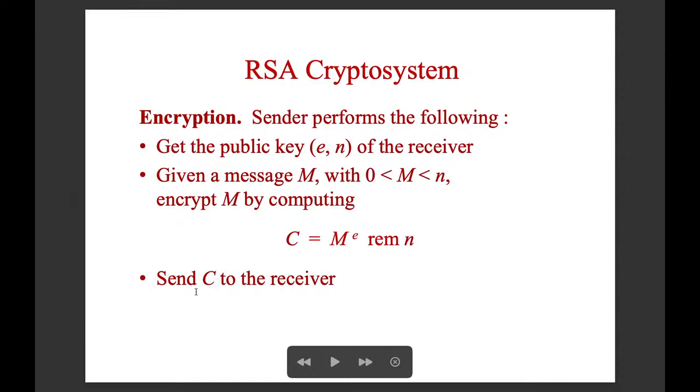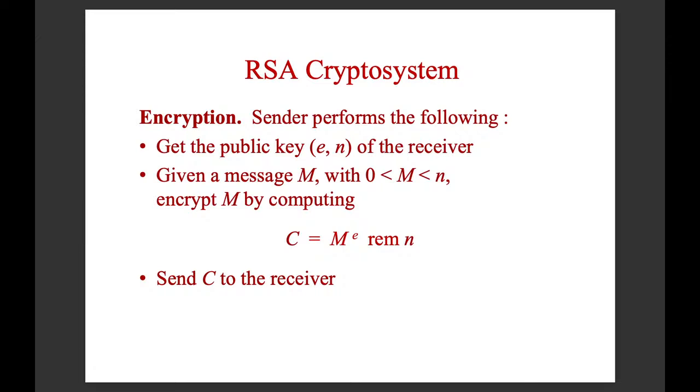So in that case, the C can be sent through an unsafe channel to the receiver, but there is no worry about someone understanding what the original message m is.